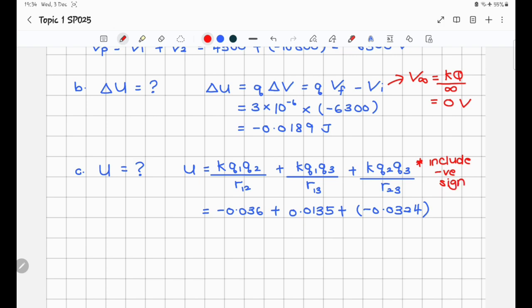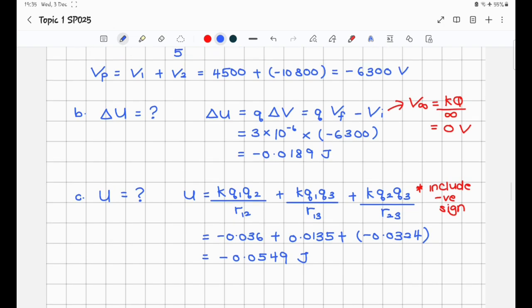Okay, so that's how I get all these values here. And finally, when we calculate our calculation here, we will get the answer for our potential energy of the system. Okay, so you can go through once again to understand the solution.